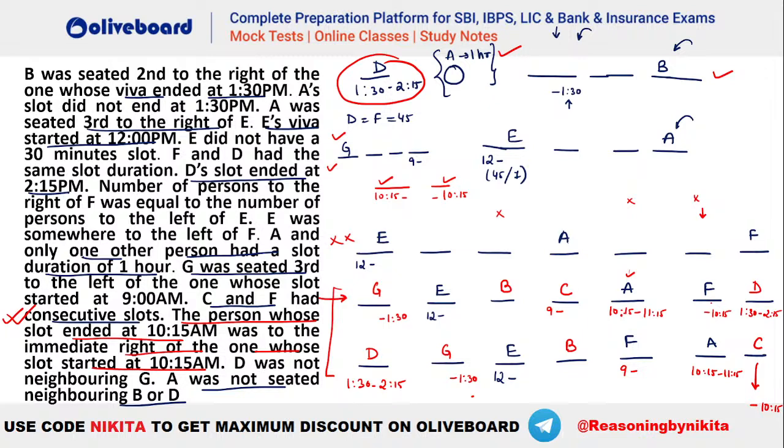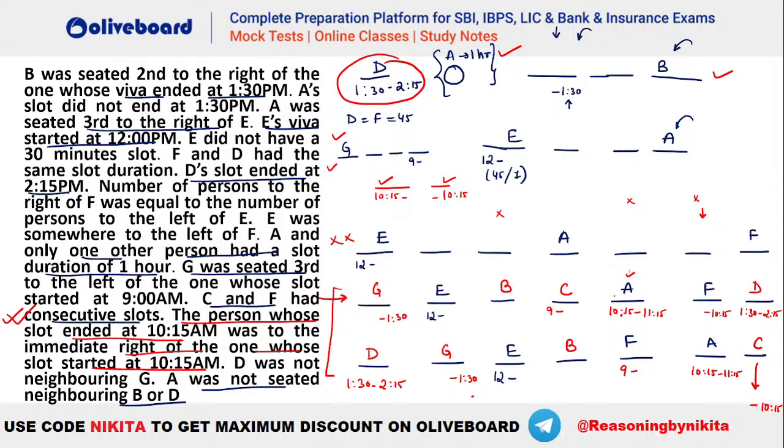So there is one thing that we know here, right? So now let's say 9 to 10, not possible because 10 to 10:15 is not possible. Let's say 9 to 9:30 and 9:30 to 10:15, that's a possibility. Similarly, 9 to 9:45 and 9:45 to 10:15, that's also a possibility. तो हम देखेंगे. So C and F have to be consecutive in nature.